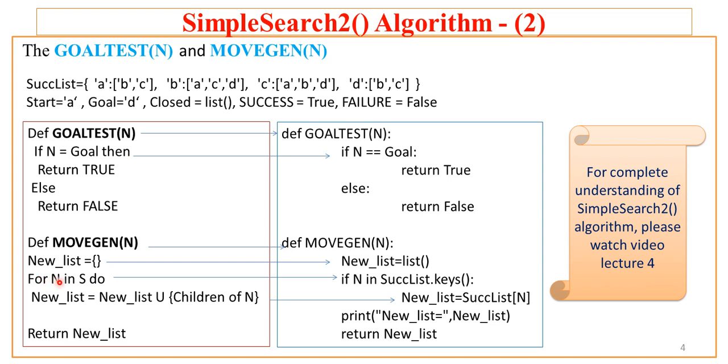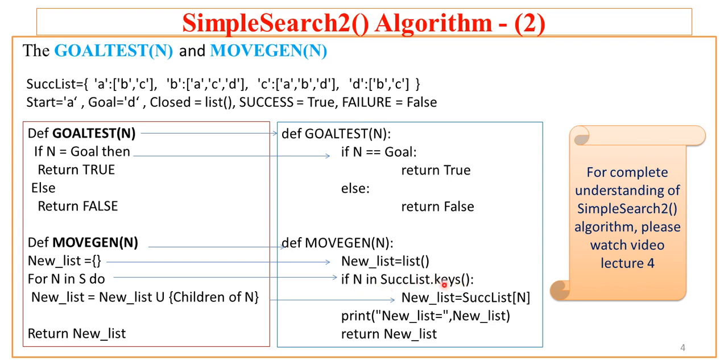So this n is the node which is first taken into consideration, and that node is searched in the successor list. Our successor list is maintained using a global data structure, the dictionary called succlist, the successor list. So this task of searching the given node in the successor list is very easy. It is achieved using the if statement of Python: if n in successor keys.